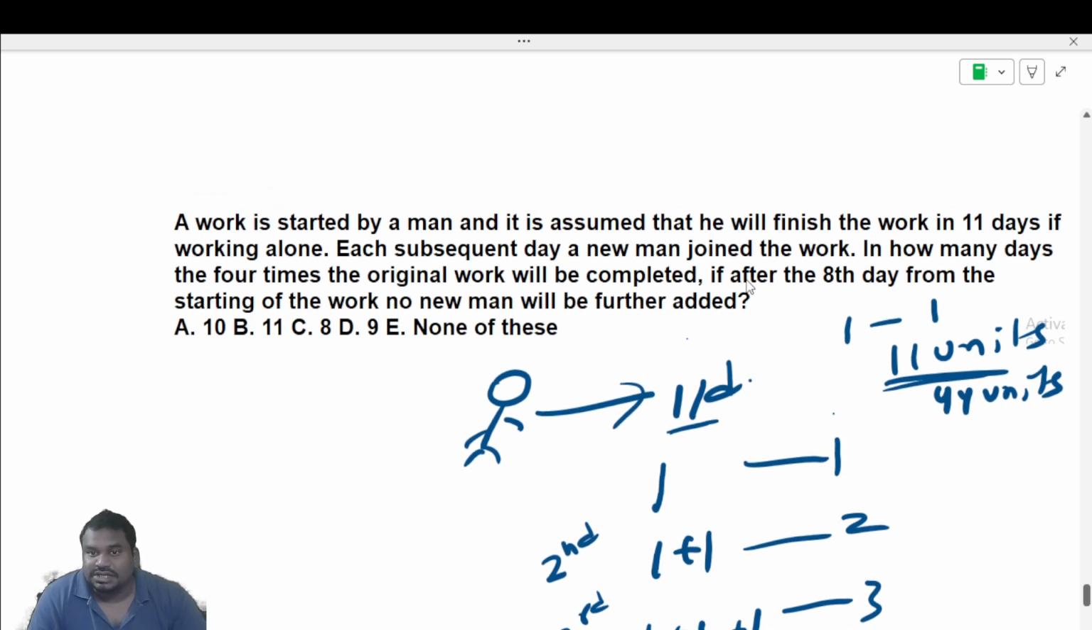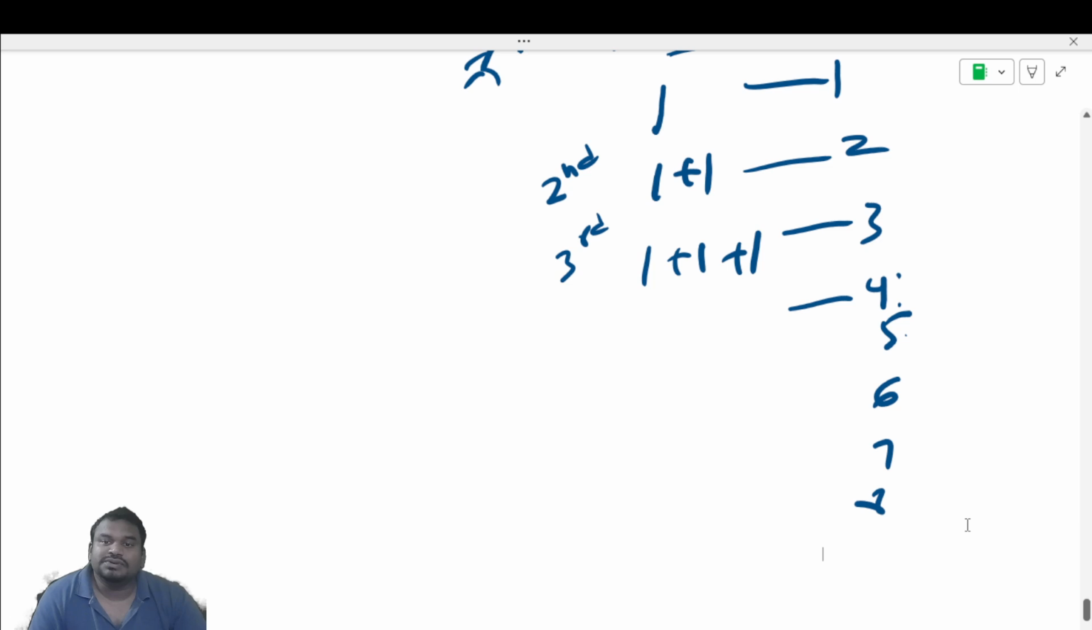But there is a condition here. If after the 8th day, from the starting of the work, no new man will be further added. So first we will calculate till 8th day, how many units? First person, 1 unit. Second day, 2 persons will finish 2 units. Third day, 3 units. Like that, till here 8 units will be completed.